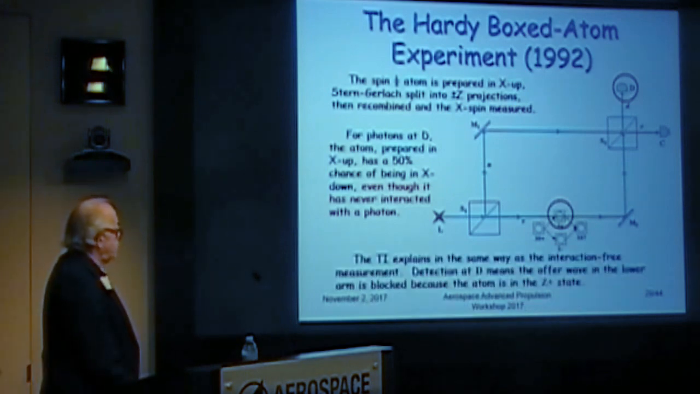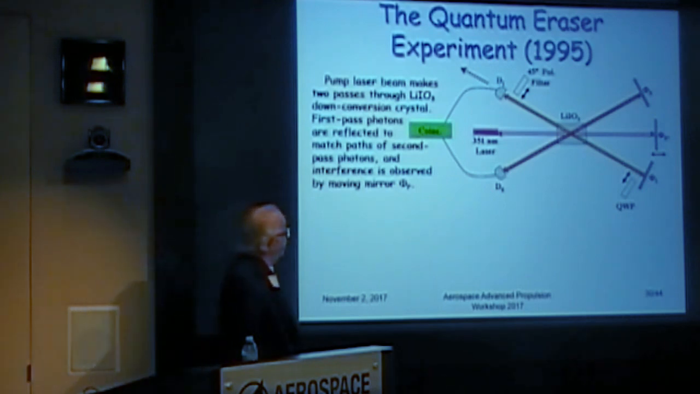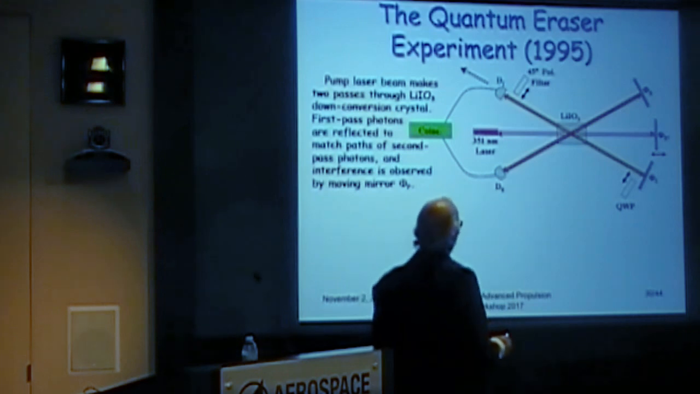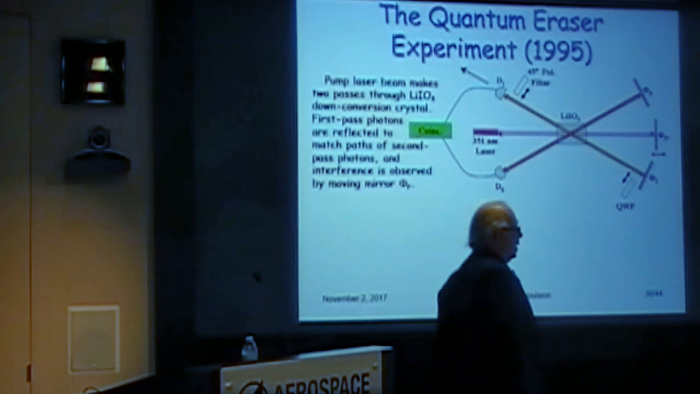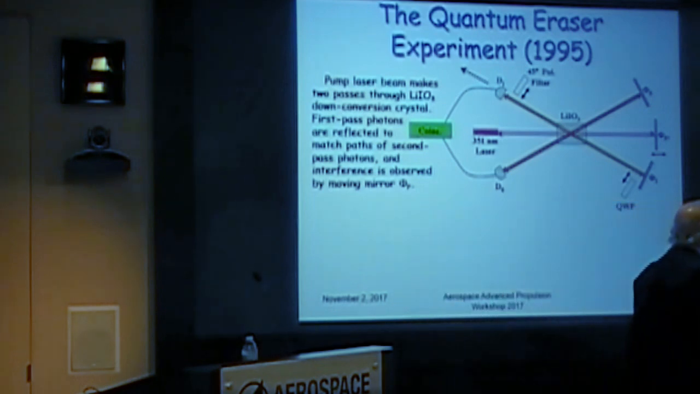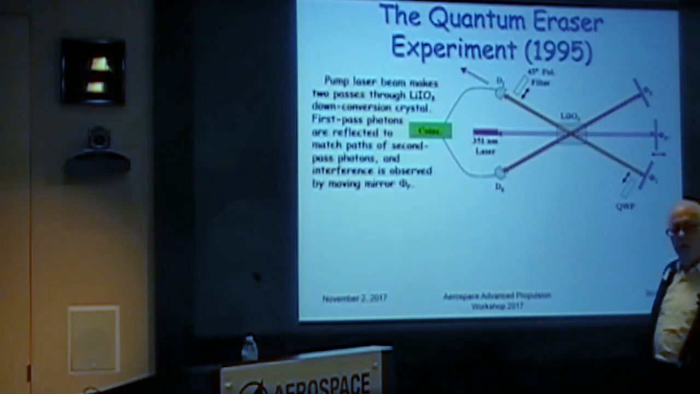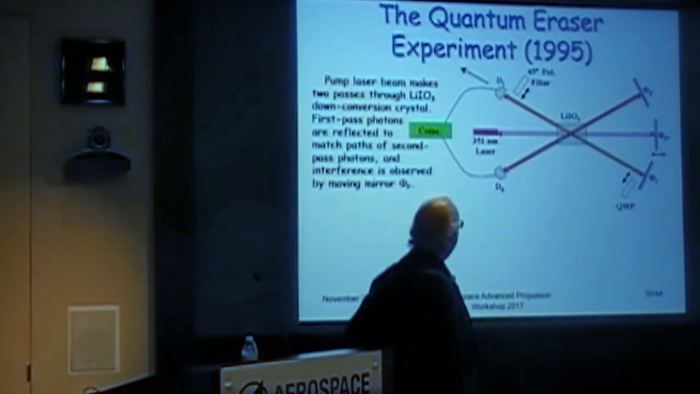Okay, this is what Ray was asking about a minute ago, the quantum eraser experiment. This involves a nonlinear crystal. I've been talking about making entangled photons. I haven't told you how you go about making an entangled photon, but one of the standard ways of doing it is with what's called down conversion.